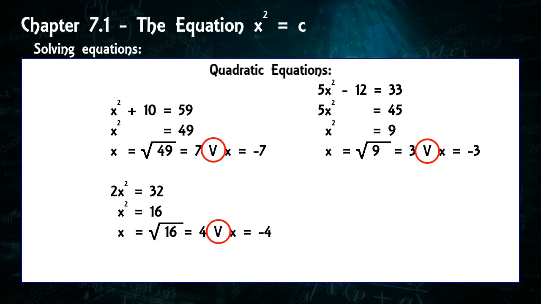This V is the mathematical symbol for the word or. On to the next equation. Minus 3x squared plus 8 is 116.